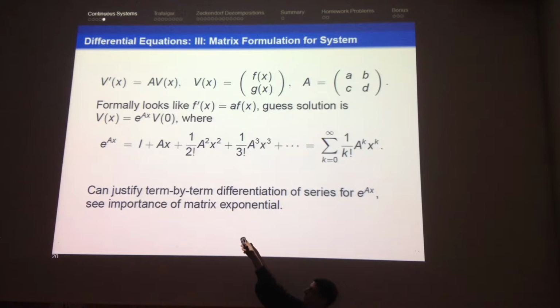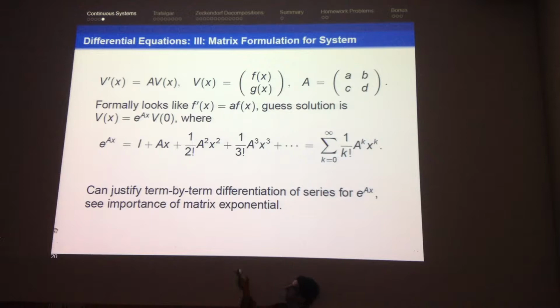Zero. What do you get when you differentiate a times x with respect to x? One. What about one over two factorial a squared times x squared? What do you get when you differentiate that with respect to x? A squared divided by 1 factorial, or just a squared. The next term we will have a 1 over 3 factorial a cubed x cubed. We get a 3x squared, so we get an a cubed over 2 factorial.